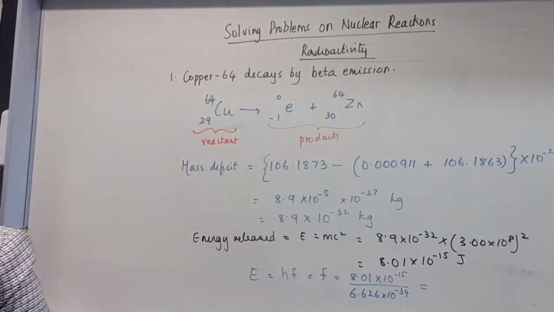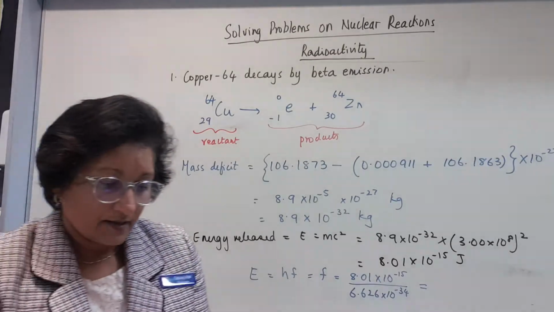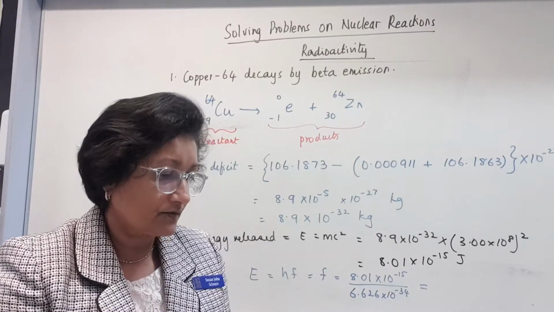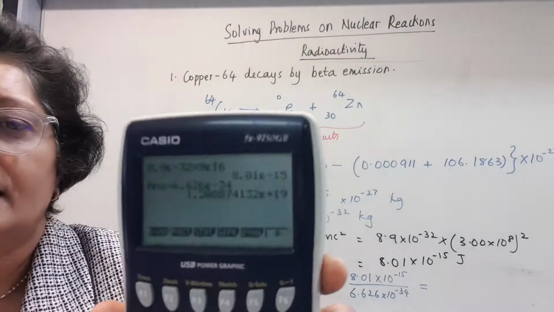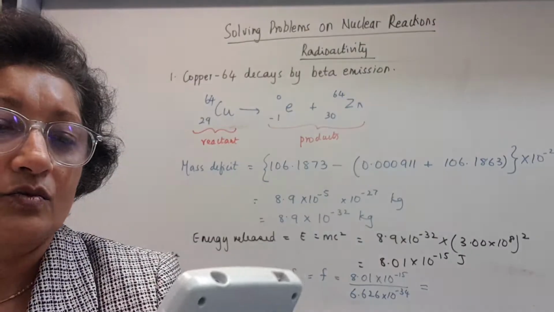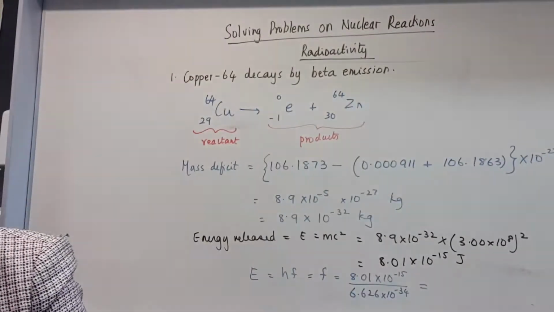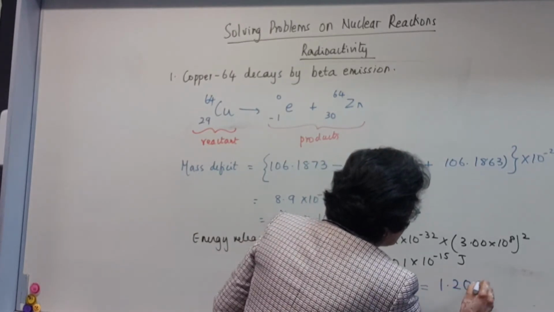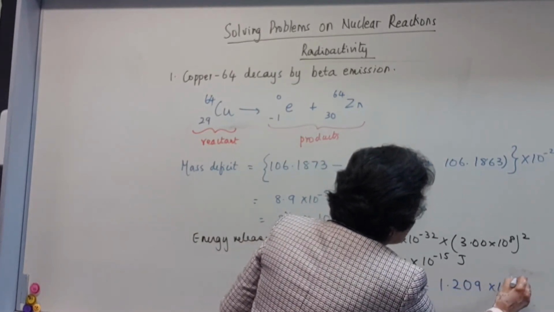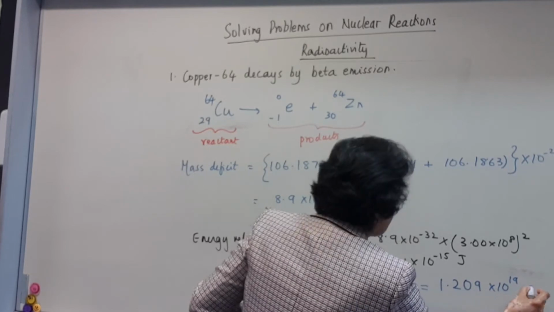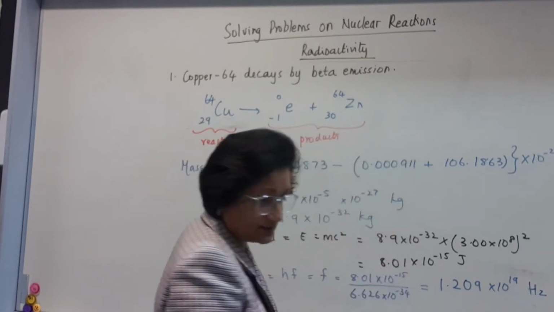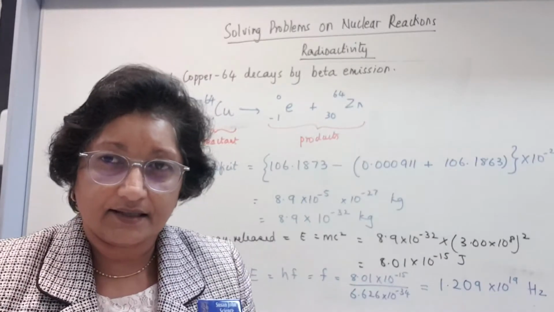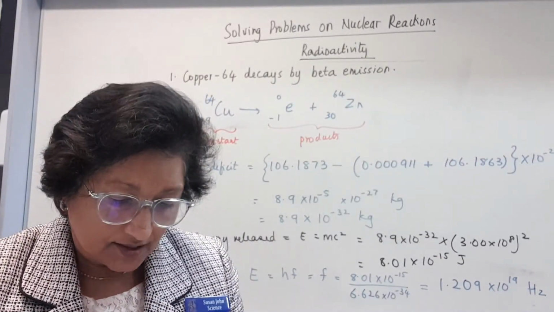So if you divide that answer you got by 6.626 exponent negative 34, you end up with an answer like this, which is 1.209 times 10 to the power of 19. It is a frequency, so it is in hertz. Okay? And then the question says, what sort of radiation is this?